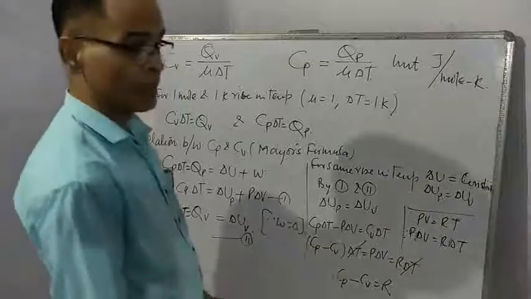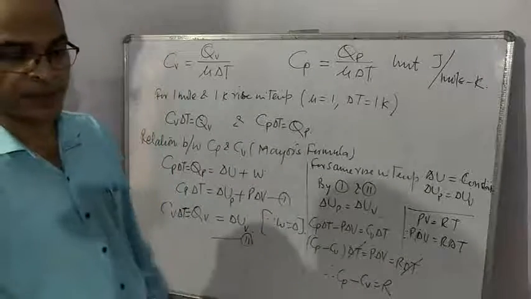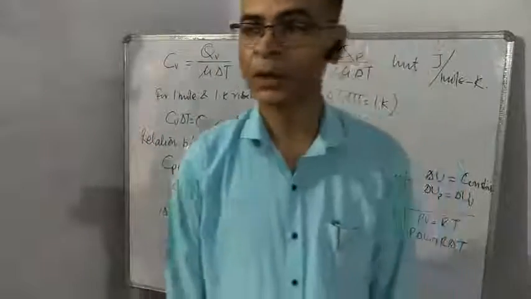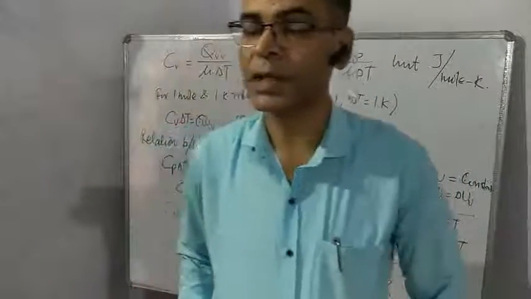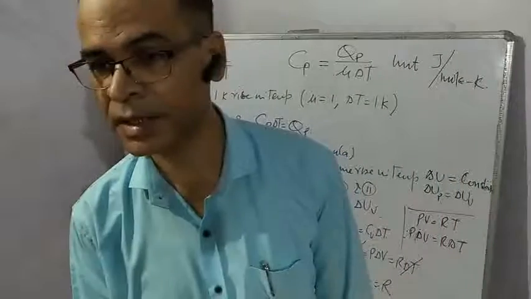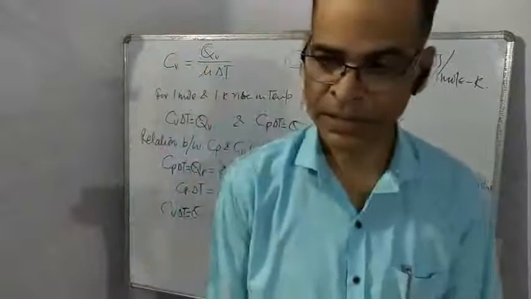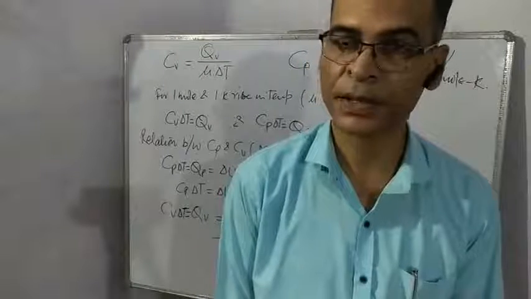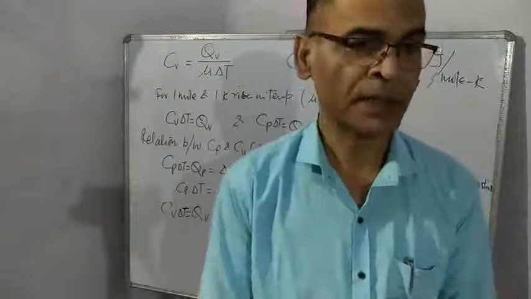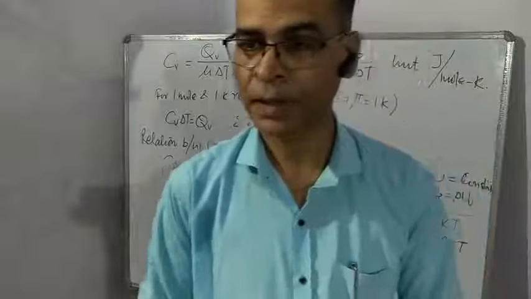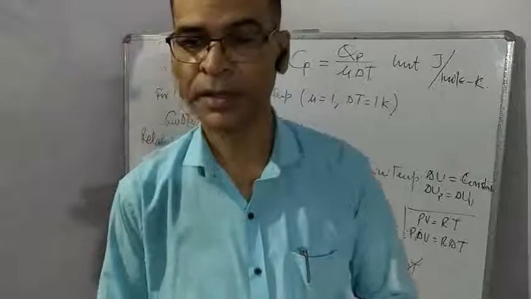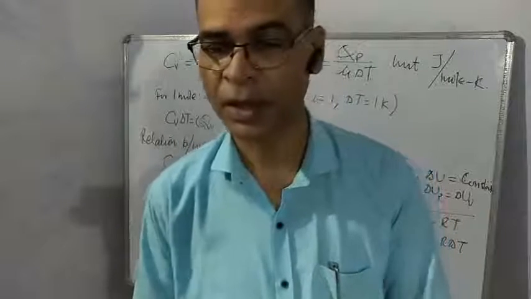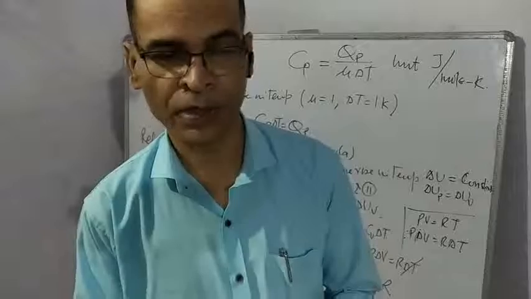Students, let us establish the relation between Cp and Cv. Cp is always greater than Cv because heat supplied at constant pressure does work as well as changes internal energy, while heat supplied at constant volume only increases internal energy. For the same change in temperature, therefore, heat supplied at constant pressure is always more than heat supplied at constant volume if the temperature change is the same in both conditions. So Qp is always greater than Qv.